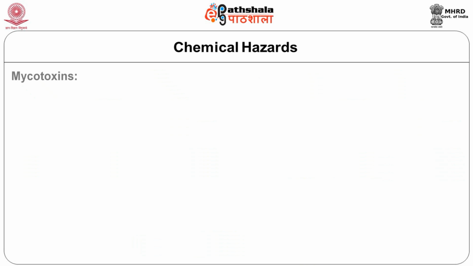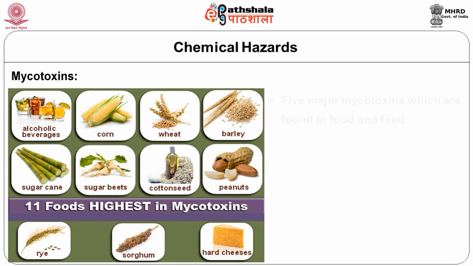The first one is the mycotoxins. Mycotoxins are nothing but the toxins produced by various fungi. The fungi are generally present on foods. According to one estimate, more than 400 different mycotoxins have been discovered, but very few of them are of concern from a food safety point of view. Though 400 have been described in the literature, our concern will be only a few of them.